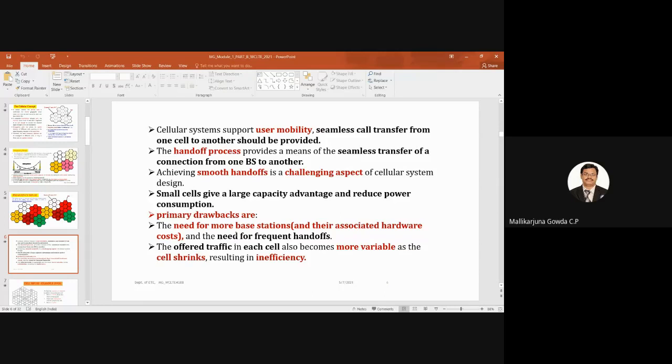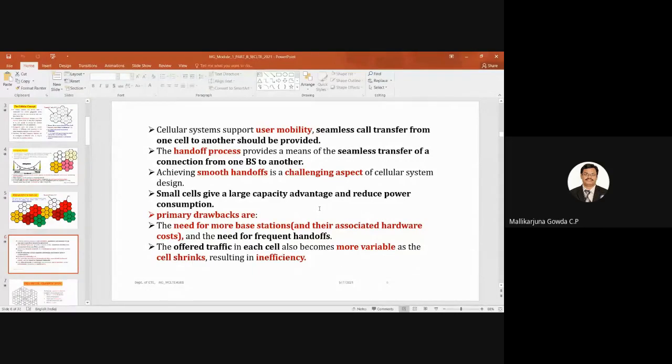As I said, it requires frequent handoffs also because the cell size is small, right? And the offered traffic in each cell also becomes more variable as the cell size reduces. That results in inefficiency. So here there will be a trade-off. Depending upon the requirement, we need to think of the cell size.